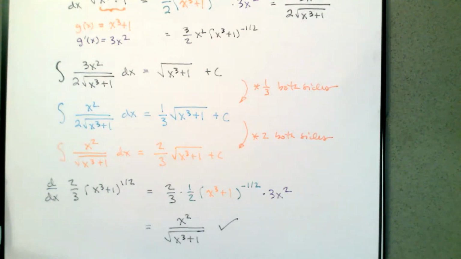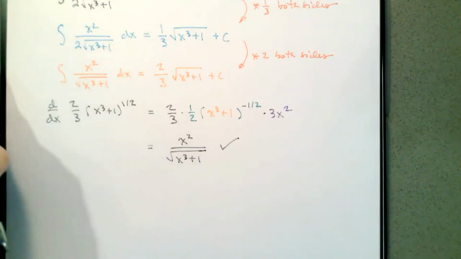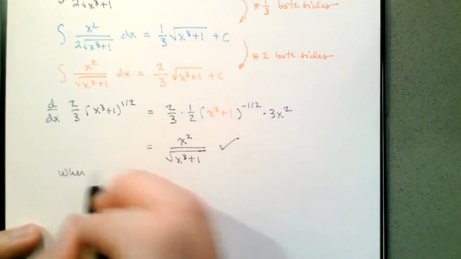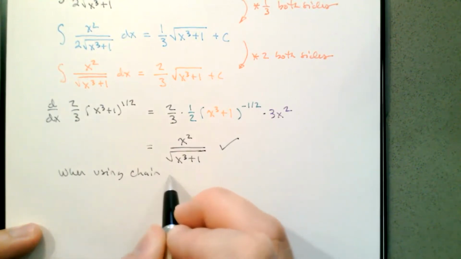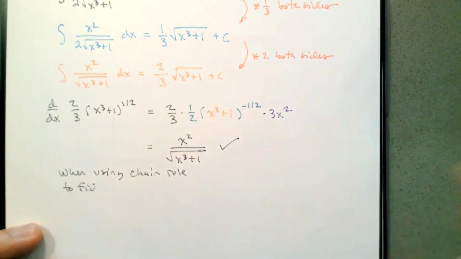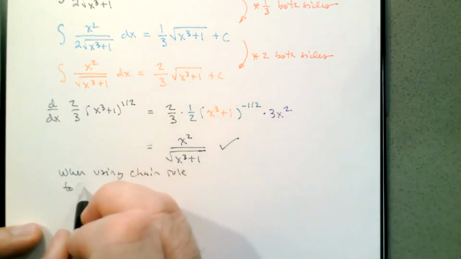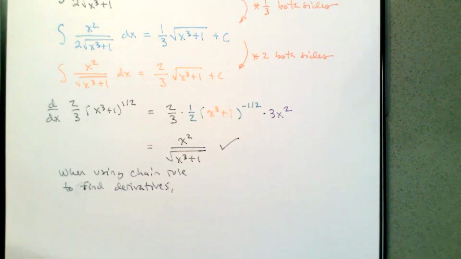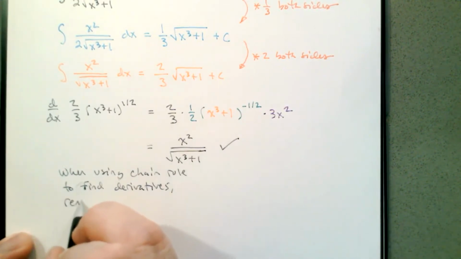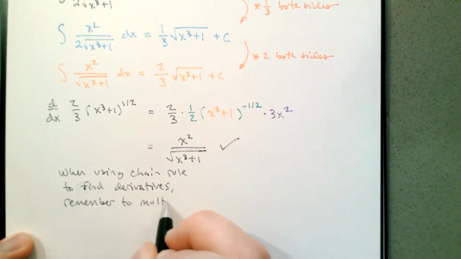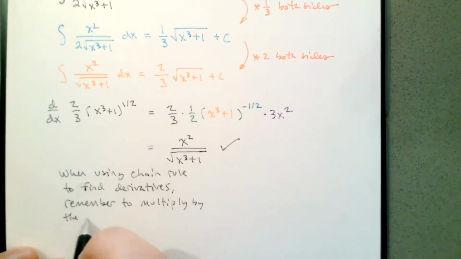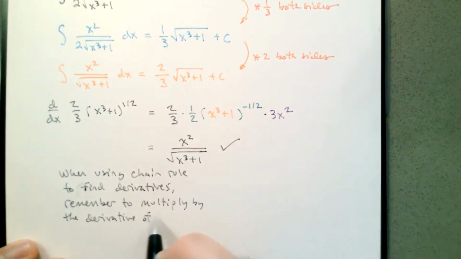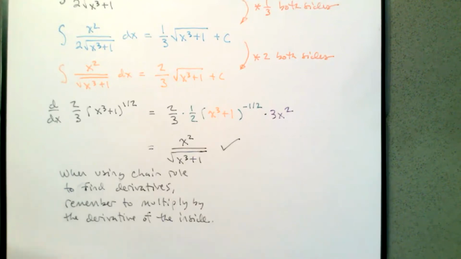When we're using the chain rule to find derivatives, we have to remember to multiply by the derivative of the inside.